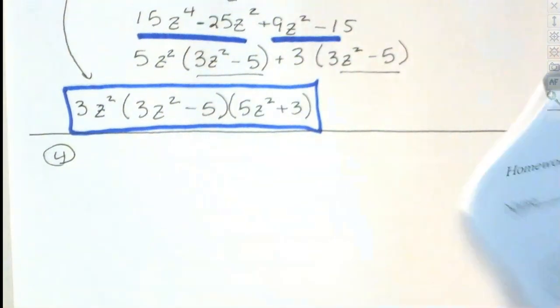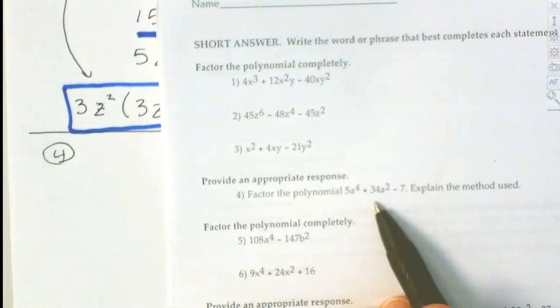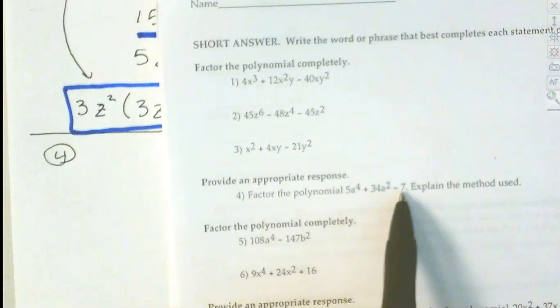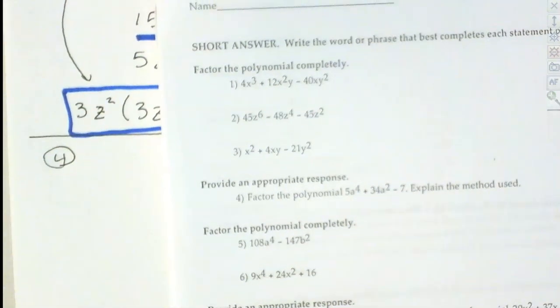Question 4, we just want to factor this trinomial, this polynomial. Polynomial is classified as everything. Trinomial is a specific one. This one's a trinomial because it has 3 terms. And we want to factor that, and we want to explain the method we're going to be using. All I really want you to do on question 4 is simply factor it.